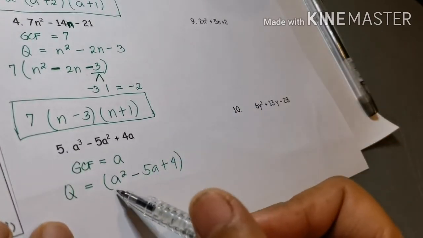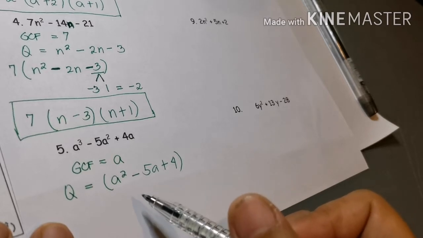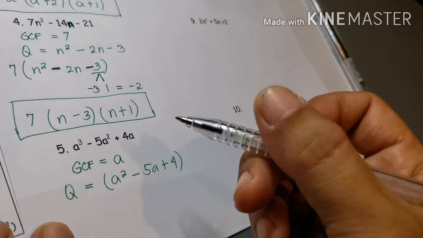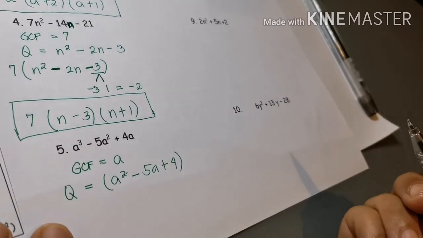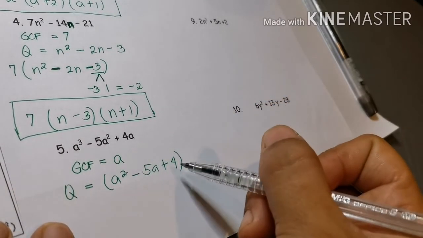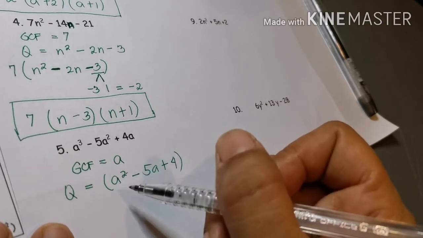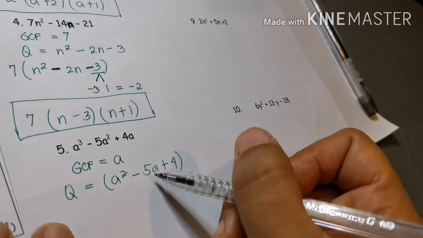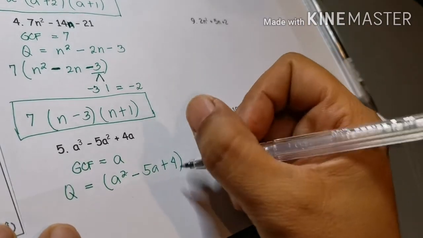So again, this is a trinomial. Do we have a perfect square trinomial? Do you think so? Because a squared is a perfect square and 4 is a perfect square. But then, if you multiply 2 times a times 2, that will be equal to 4a, not 5a. Therefore, it is not a perfect square.